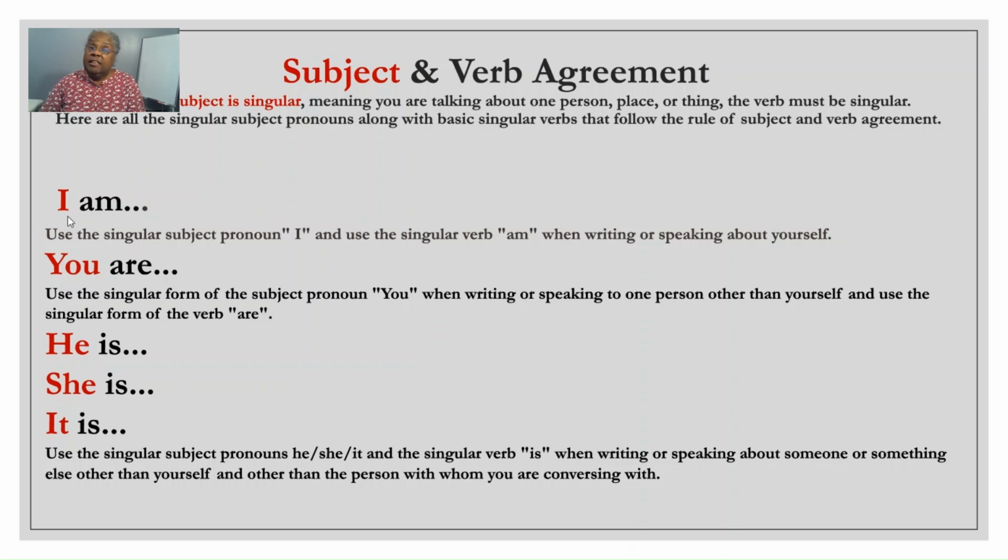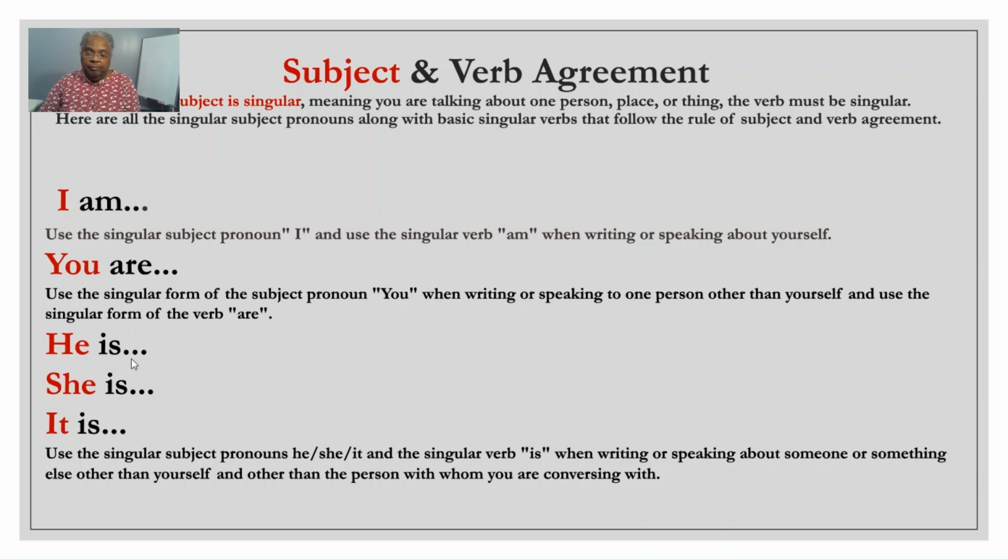Use the singular subject pronoun I and use the singular verb am when writing or speaking about yourself. The second singular subject pronoun and verb agreement that we see is you are. Use the singular form of the subject pronoun you when writing or speaking to one person other than yourself, and use the singular form of the verb are.